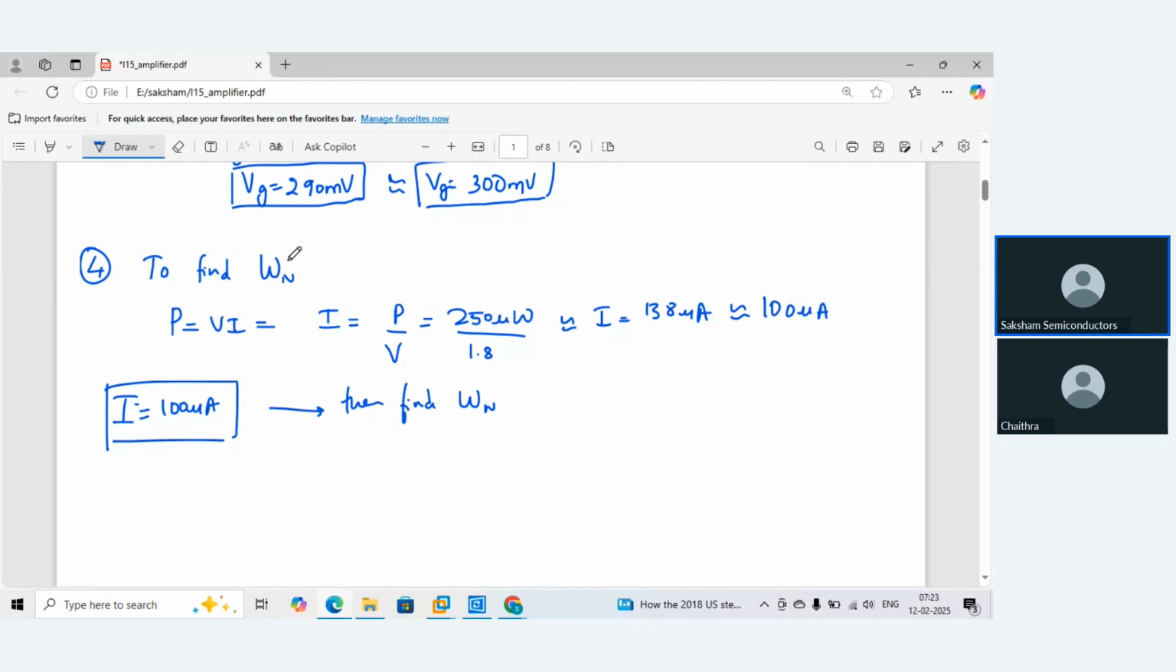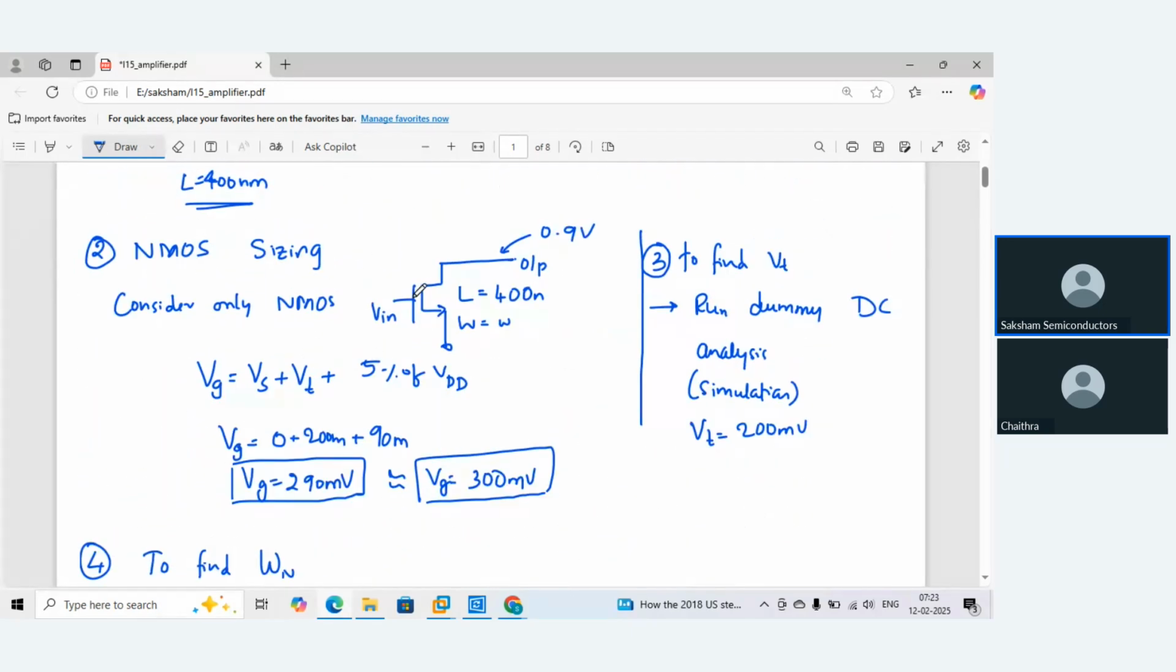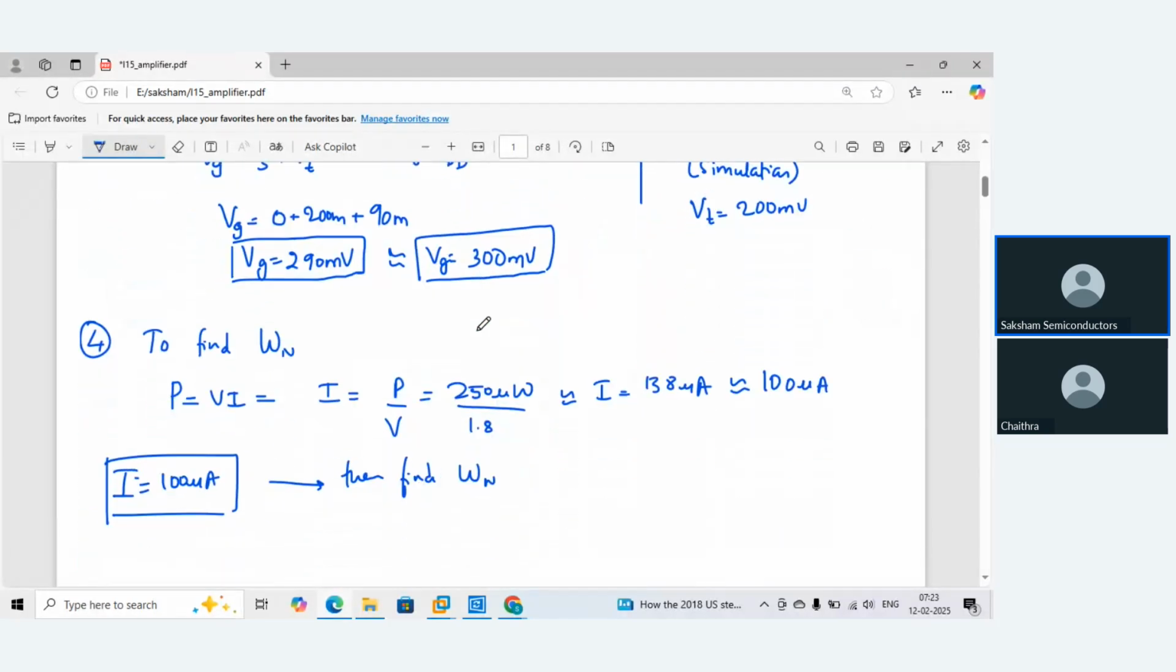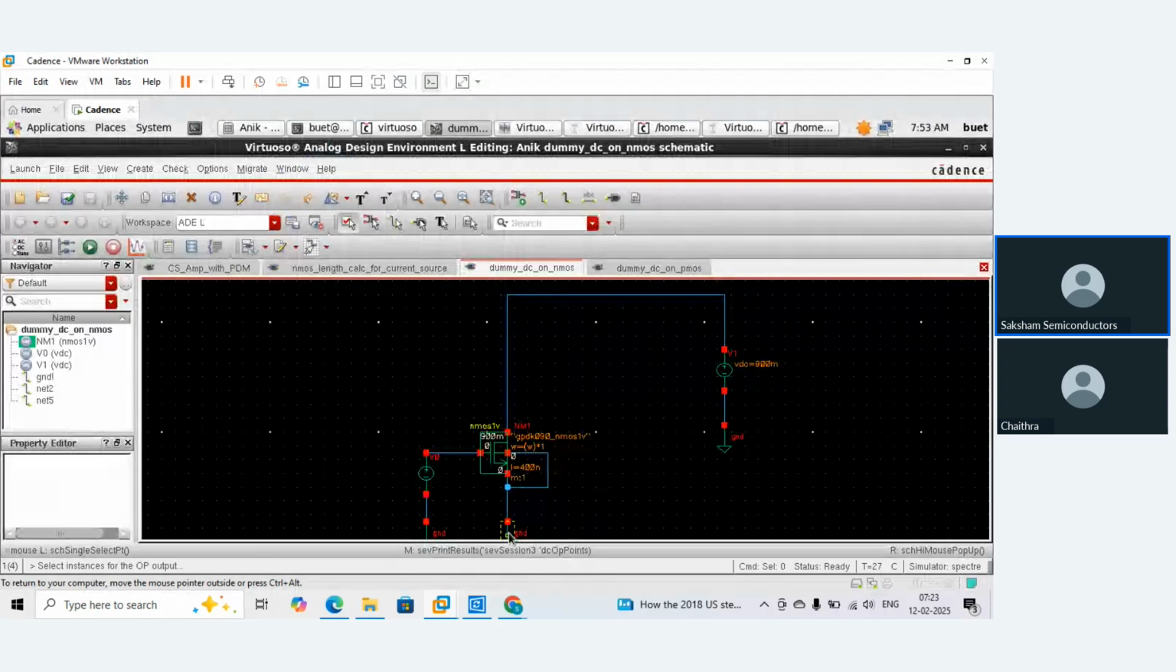this particular circuit over a particular range, to find for which value of W I'll be able to get the 100 microampere of current. So that would be my value of W. Let's try to do that for a clear understanding.